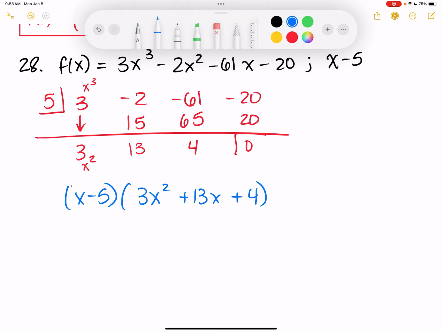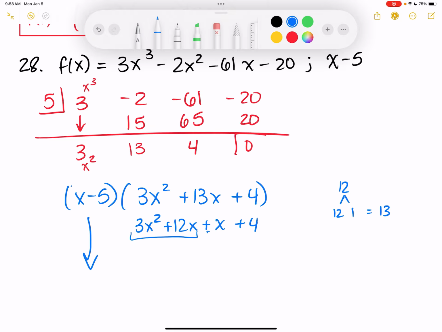So now I'm going to have to use the arch method. So I need factors of 12 that add up to 13. So I get 12 and 1. It's not as bad as it sounds. So I'm just going to draw a little arrow so I don't have to keep writing the x minus 5 until I get to my final answer. So I've got 3x squared plus 12x plus x plus 4.